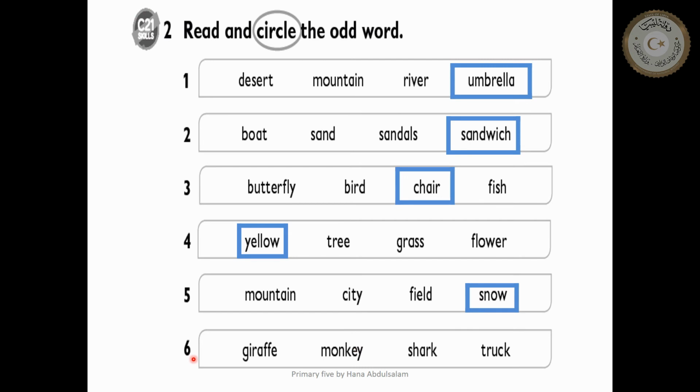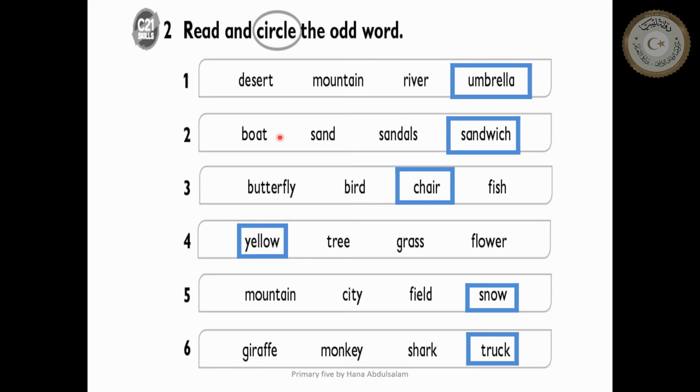Number 6, we have giraffe, monkey, shark, and truck. So which one? Giraffe is an animal, monkey is an animal, shark is an animal too. But what about truck? Is it an animal? No, it is not. So we write that truck is the odd word.